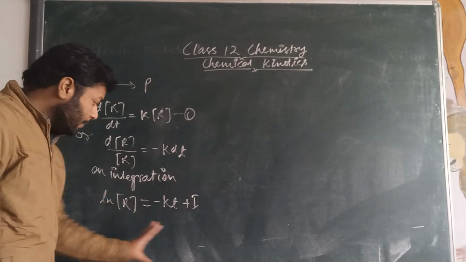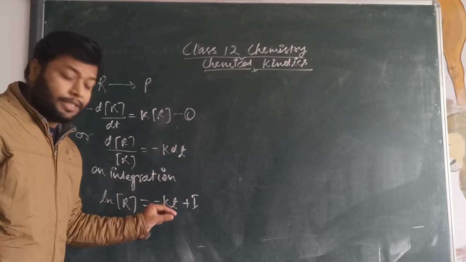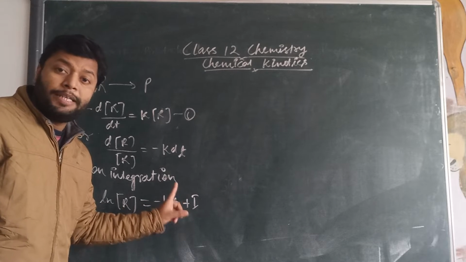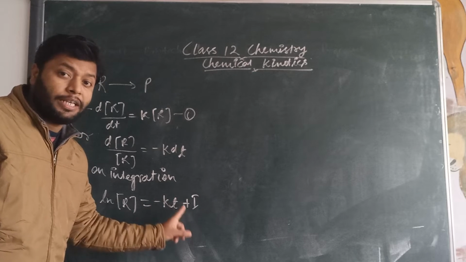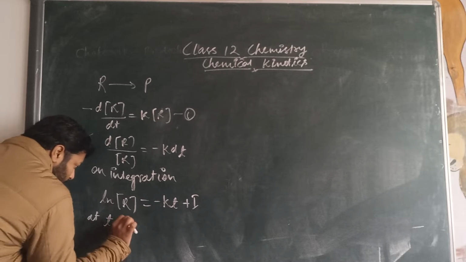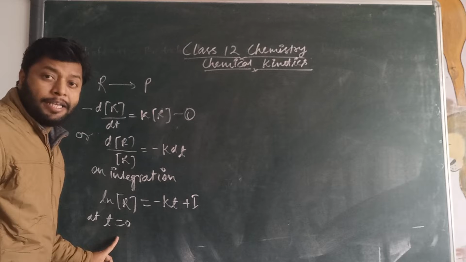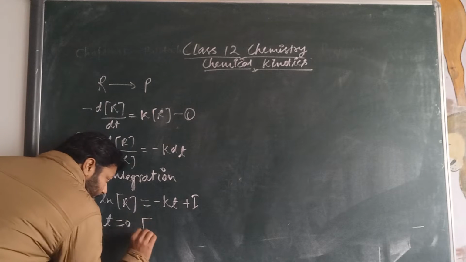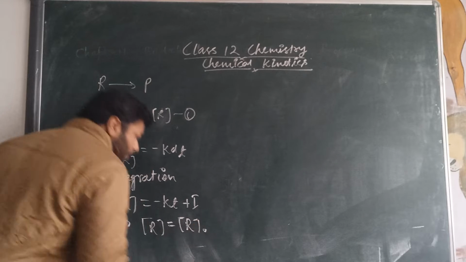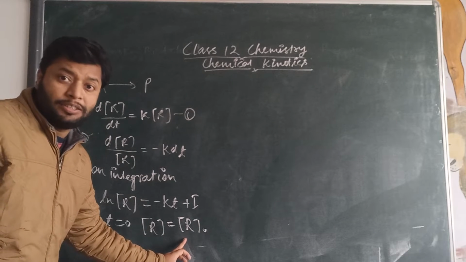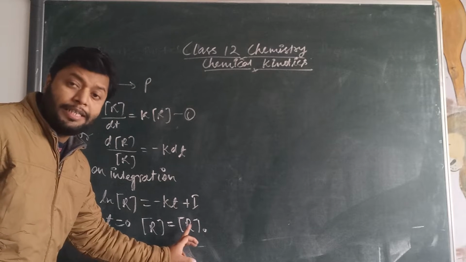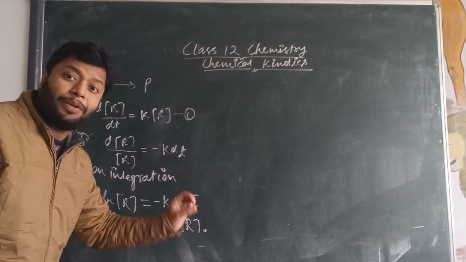Okay, so it can be rearranged, but before rearranging, we first have to find out the value of the integration constant I. If the reaction begins at time t equal to 0, the concentration can be written as the initial concentration. This one is called the final concentration. This is called R0, the initial molar concentration of reactants.